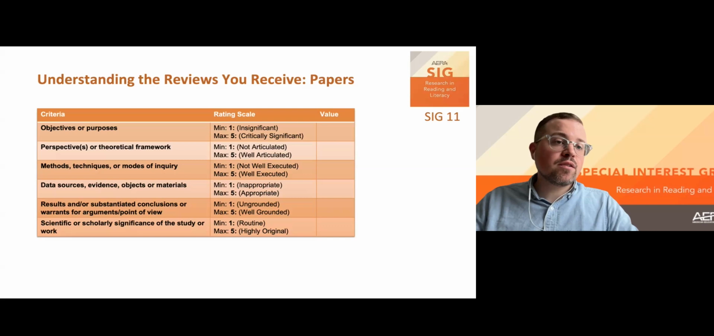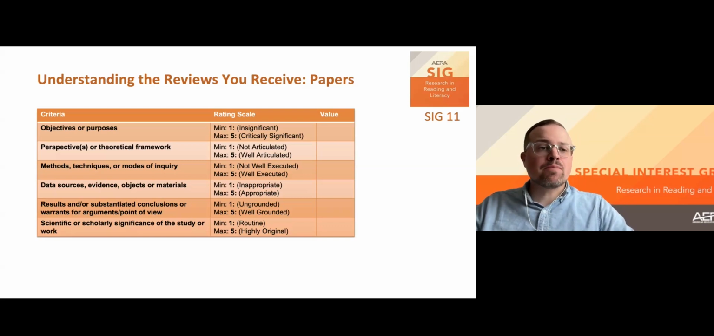The second criterion for review is the perspectives or theoretical framework. This will be rated on a 5-point scale from 1 to 5, with 1 being not articulated and 5 being well articulated. The third criterion is the methods, techniques, or modes of inquiry, which are rated from 1, not well executed, to 5, well executed. The fourth criterion is the data sources, evidence, objects, or materials. These will be rated from 1, inappropriate, to 5, appropriate.